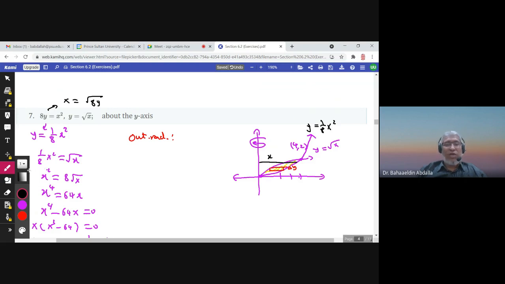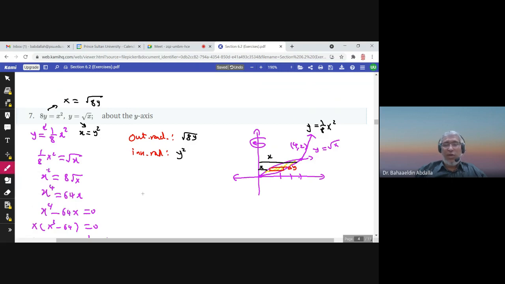So that's the outer radius, square root of 8y. The inner radius is the distance from the axis of rotation to the inner curve, to this curve. This distance is also x, but x in this case of the curve, the square root. So we need to solve this for x, square both sides. So x is y squared. So the inner radius is y squared.